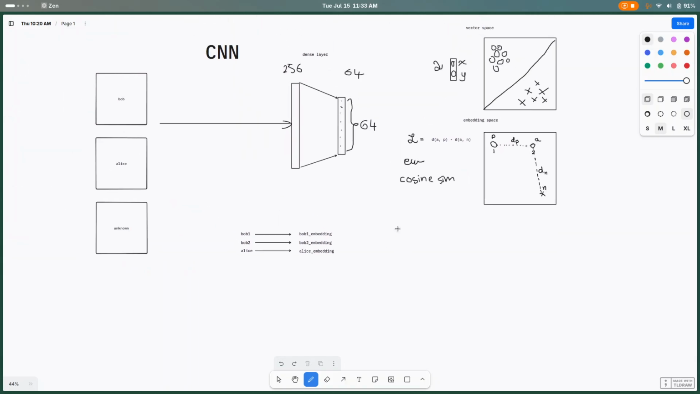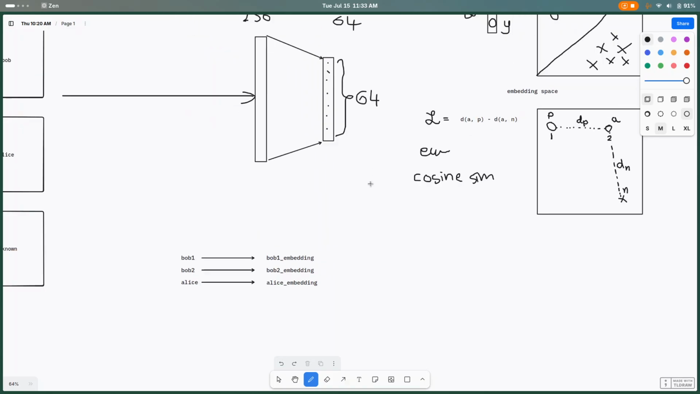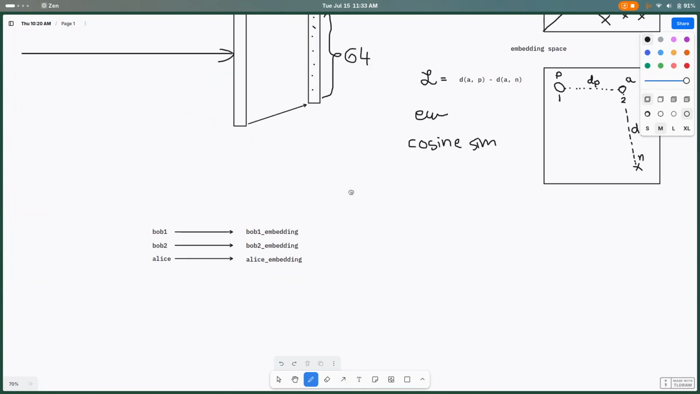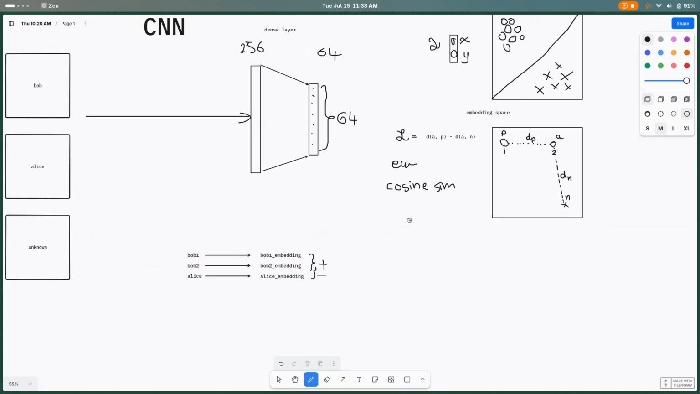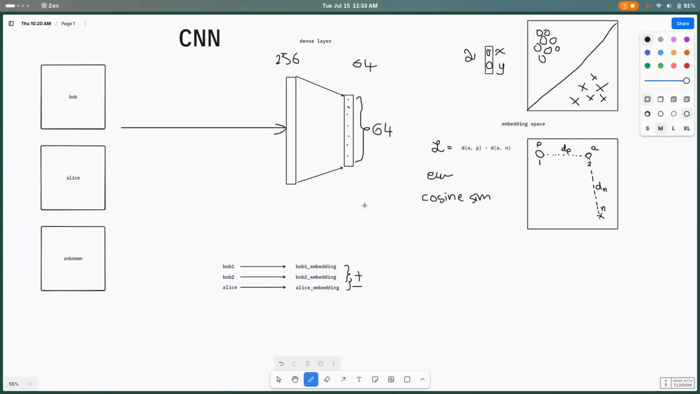Alright, so that is embedding. Essentially all of it, I think. Maybe not, but that's that. So we have this, and then we have this negative. Any question? No. No?